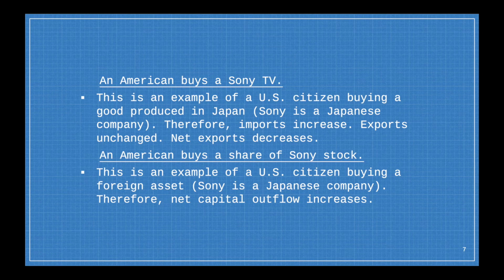So my answer: an American buys a Sony TV. This is an example of a US citizen buying a good produced in Japan. Sony is a Japanese company, therefore imports increase, exports are unchanged, and net exports decrease.